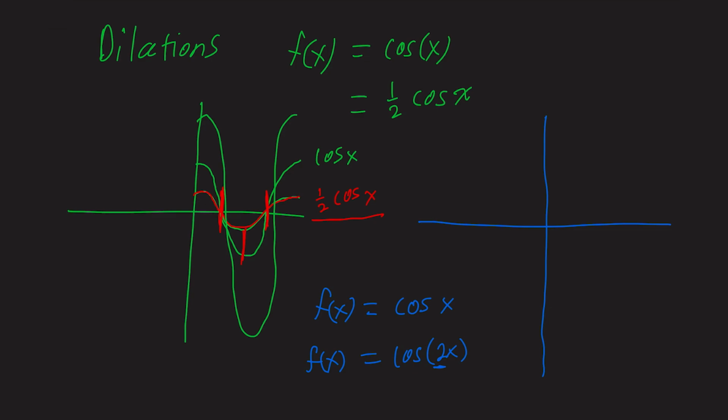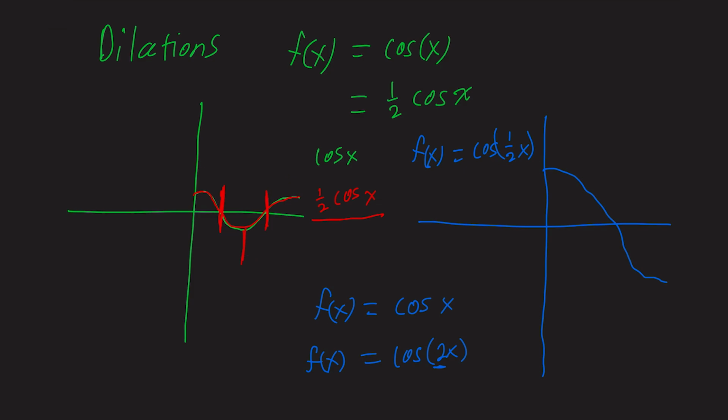Now let's take a look at what the graph of f of x equals cosine of 1/2 x might look like. That would be an expansion in the horizontal plane. So it might look like this now. Whereas prior, I was able to complete one full oscillation in my time, but now that I'm oscillating half as fast, I'm only able to complete 1/2 of an oscillation.